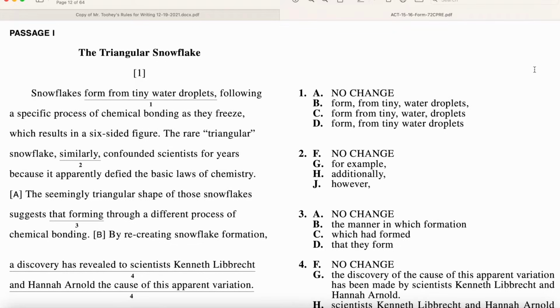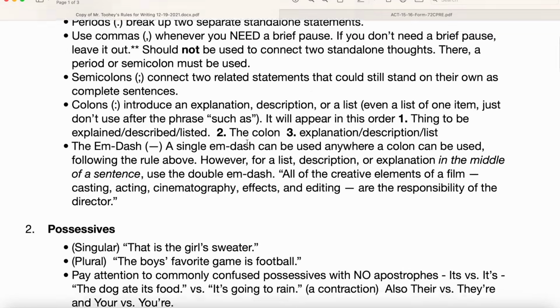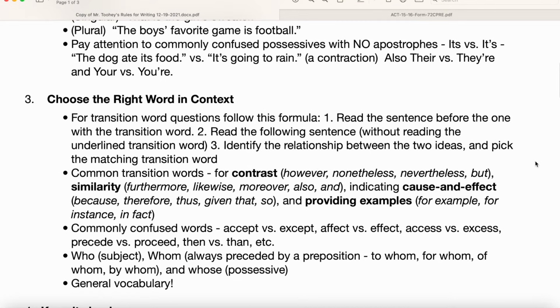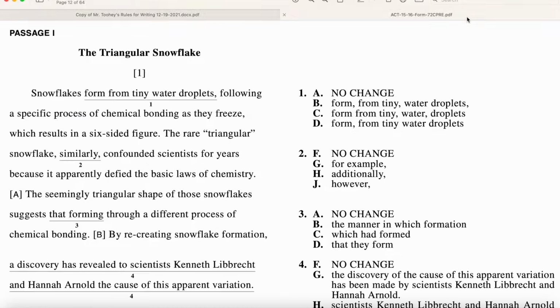Do you remember that from the rules? You've got the rules document in front of you? Yes, sir. Yeah, I want to take a look at that real quick. Look at those transition words. And this is rule number 3. There's a sort of a formula we go through here on these transition words, which is we're going to read the two sentences being related. Then we're going to identify the relationship between the two ideas and the two sentences. Once we know the relationship, then we'll be able to find the right transition word. It's going to be either a relationship of contrast or similarity or cause and effect or providing examples. Okay. So let's go back to that question and let's follow that process.